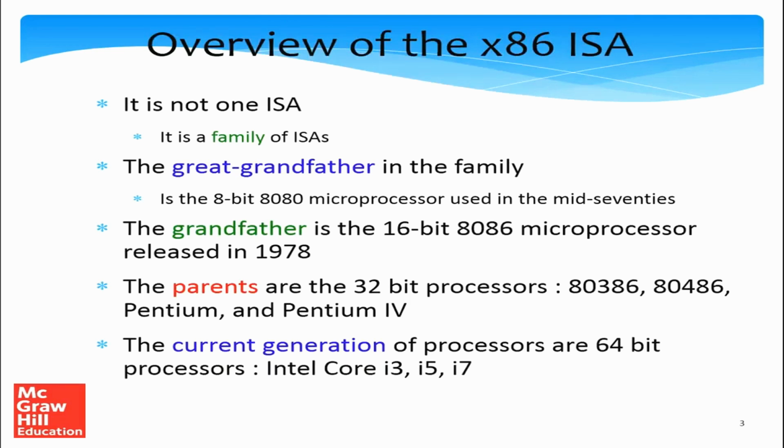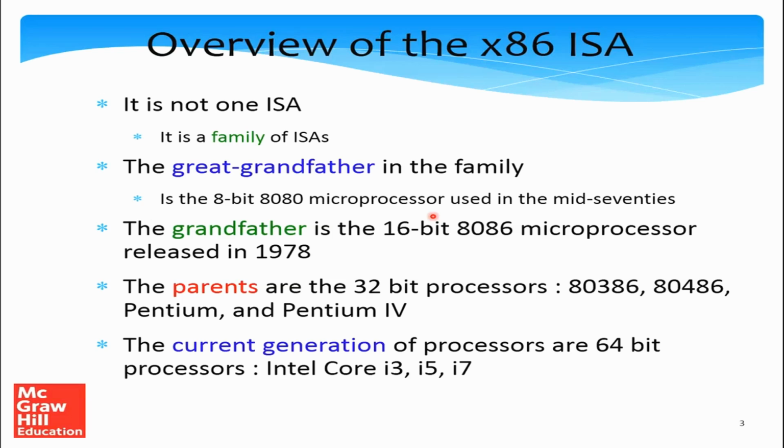So let's come to this very interesting family of ISAs. So the first point is that it's actually not one ISA. It is a family of ISAs, but all of them end with 86. So that's the reason it's x86, where x can mean a lot of things. So the great grandfather in the family is the 8-bit 8080 microprocessor used in the mid 70s. And say the 8080 microprocessor used to have an assembly language of its own. It was an 8-bit processor.